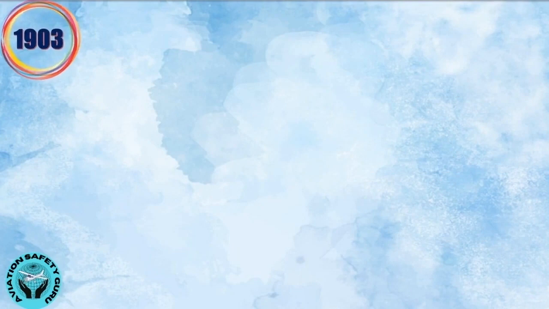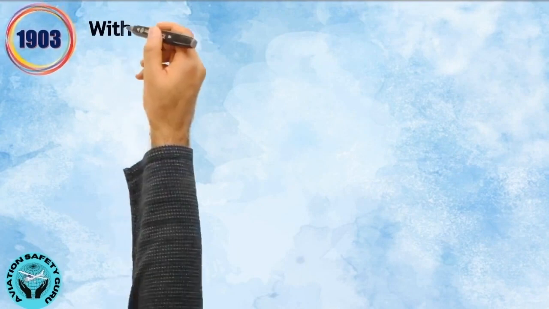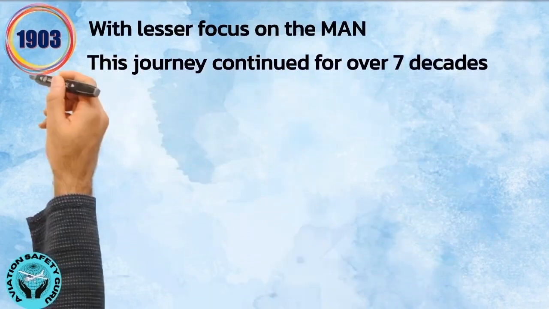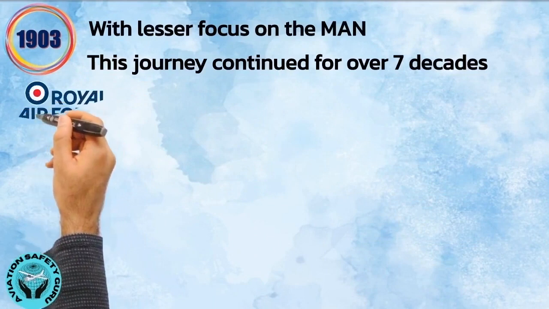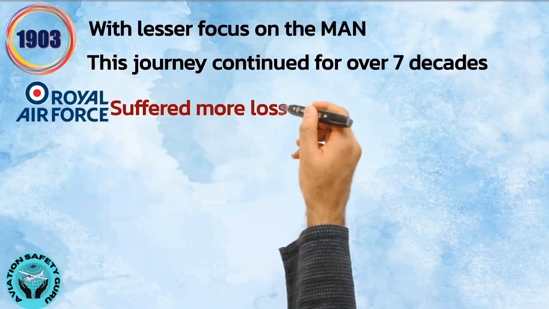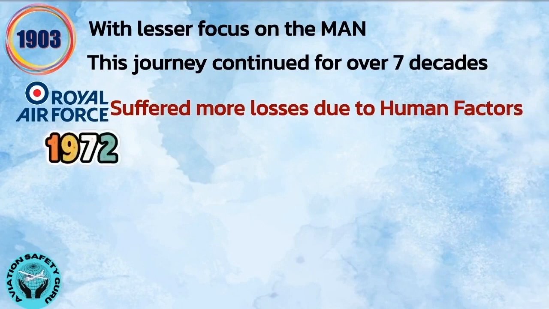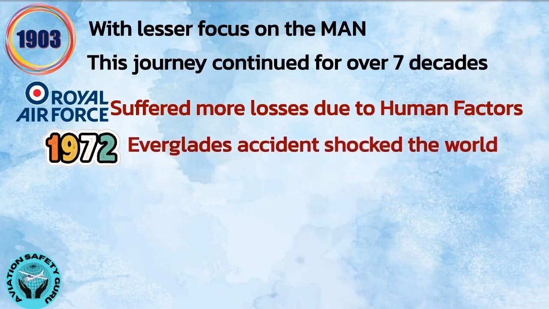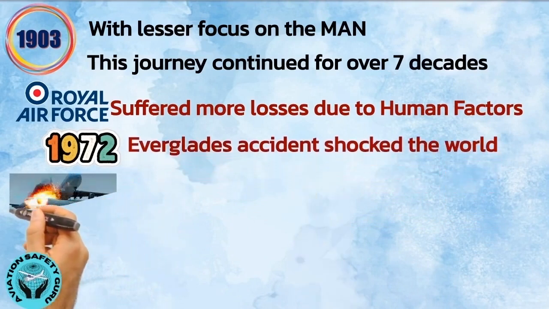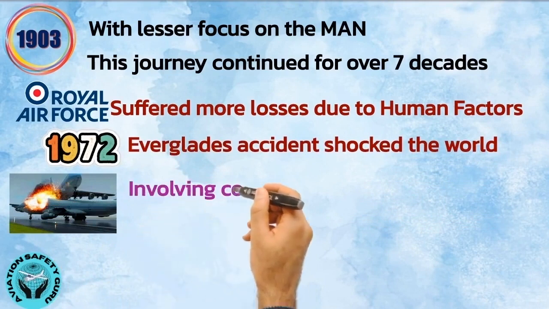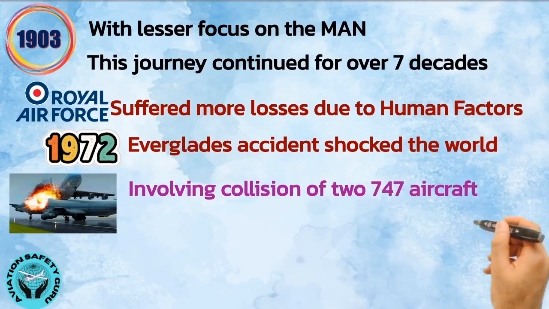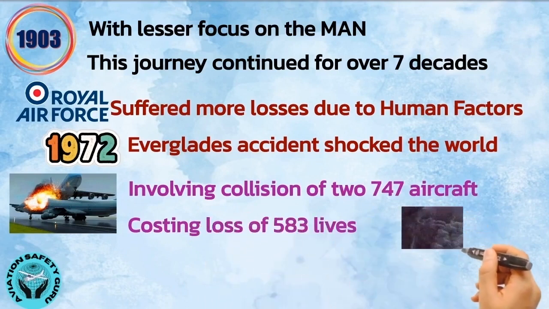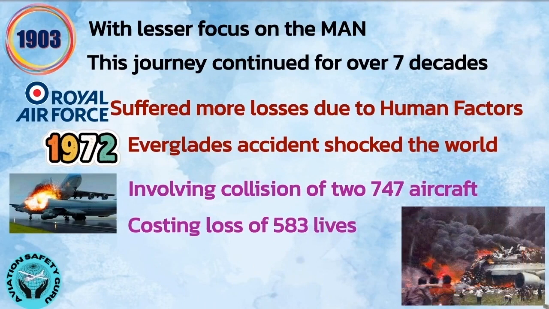Starting in 1903, aviation focused on perfecting machine, with lesser focus on the man. This journey continued for over 7 decades. Based on a study, during World War II, Royal Air Force suffered more losses due to human factors. Later in 1972, Everglades accident shocked the world. Yet aviation needed Tenerife accident to address the human factors, involving collision of two 747 aircraft, and costing loss of 583 lives. This shock was enough for aviation industry to wake up from slumber.